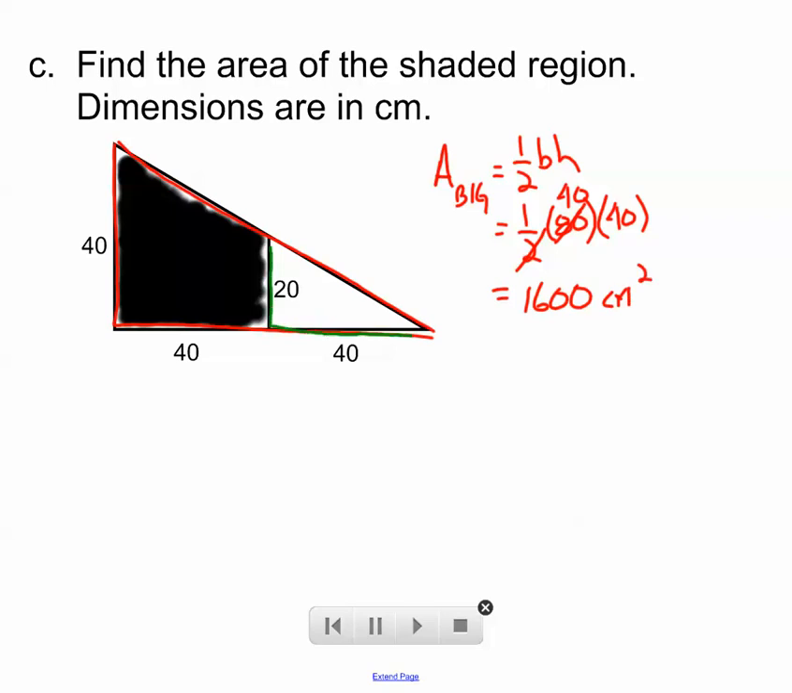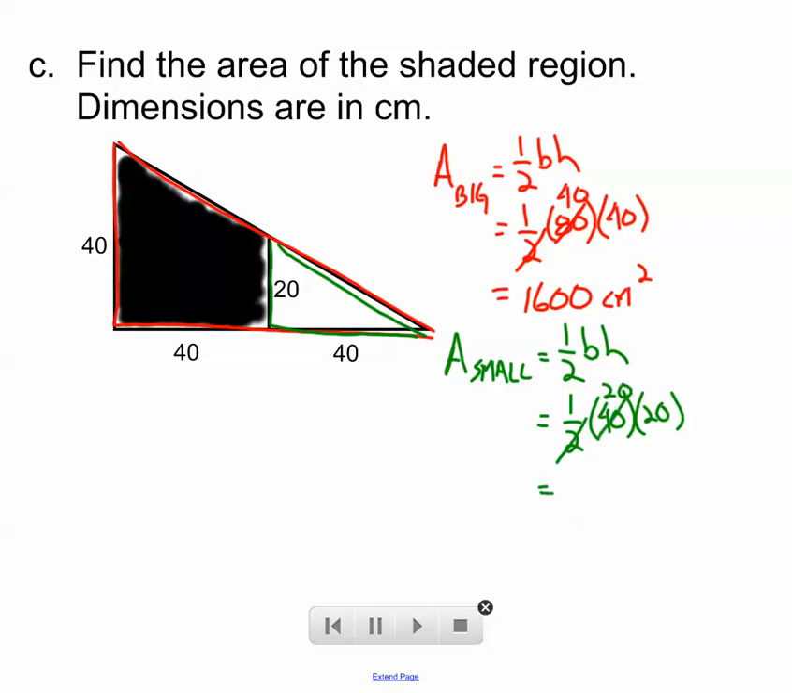Now, what about this triangle that we're chopping off the end of it? Let's find the area of that. So 1/2 base times height again. Base is 40. Height is 20. All stuff we can do without a calculator here, guys. 20 times 20 is 400 square centimeters.